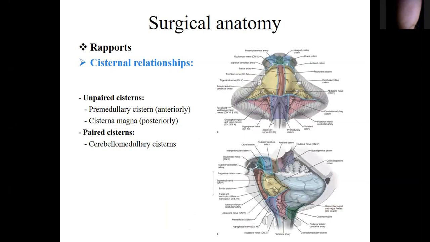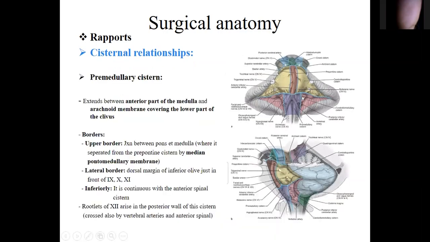We have two unpaired cisterns, which are the premedullary cistern anteriorly and the cisterna magna posteriorly here, and then paired cisterns on both sides, which are the cerebello-medullary cisterns. Concerning the premedullary cistern, it extends between the anterior part of the medulla and the arachnoid membrane covering the lower part of the clivus, that part just anterior to the medulla oblongata.